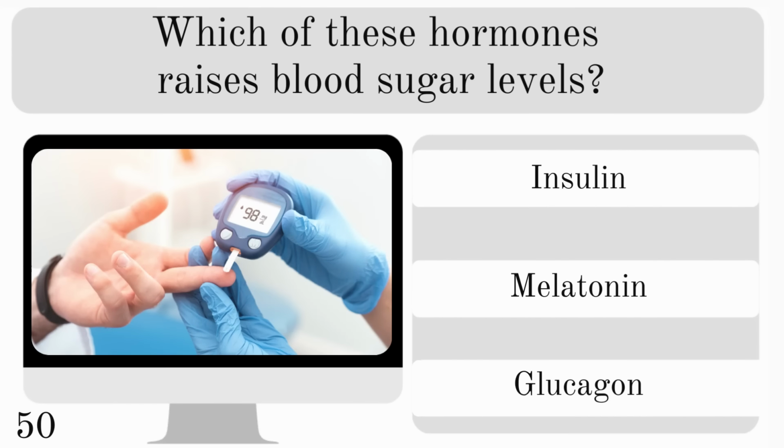Which of these hormones raises blood sugar levels? Insulin, melatonin or glucagon? And the answer you're looking for there is glucagon.